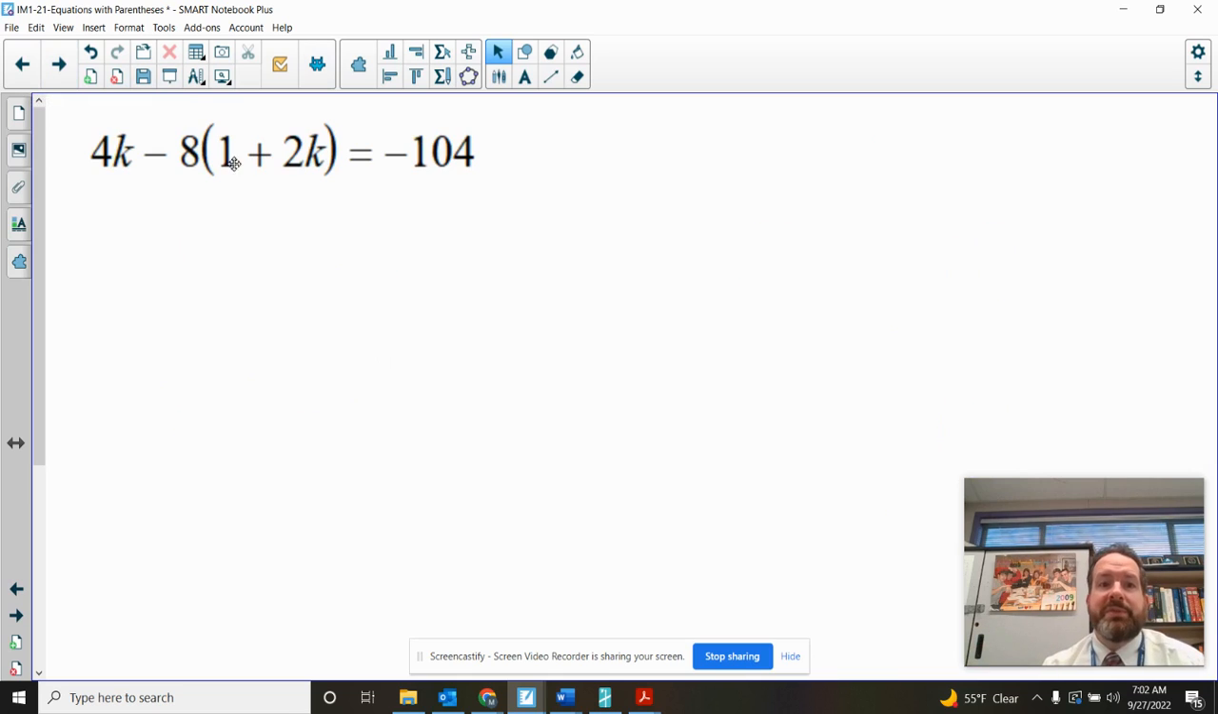A few more examples. Here's where I want you to listen a little, then pause and try it yourself, unpause when you're ready to check. Notice the difference this time. There's other stuff happening. There's a 4k here that's in front of a -8 through the parentheses. This time, that means it's probably going to be a little easier to distribute the -8 through the parentheses rather than try that dividing thing.